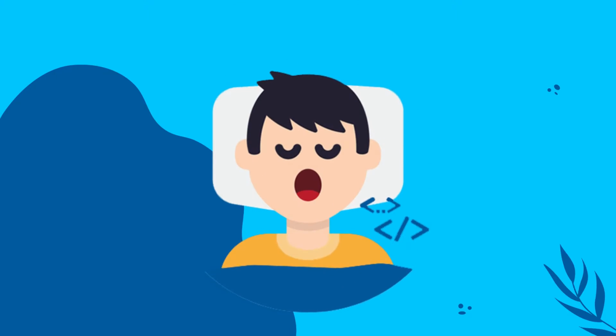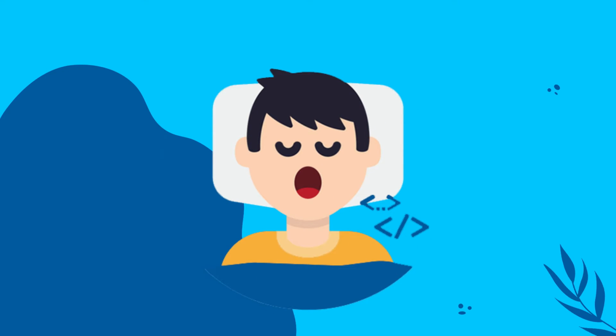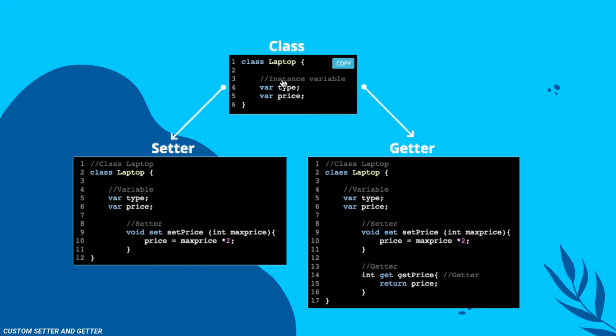Hello everyone, today we're going to talk about setter and getter using a custom value. First, we create a class Laptop with instance variables var type and then var price. Why type? Because I want to add a value into this variable, which is the type and the name of the laptop. And then we have a var price.